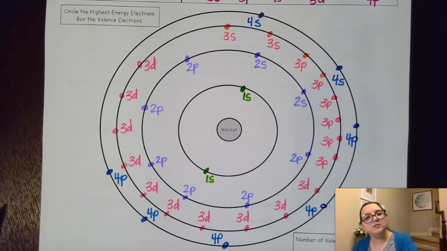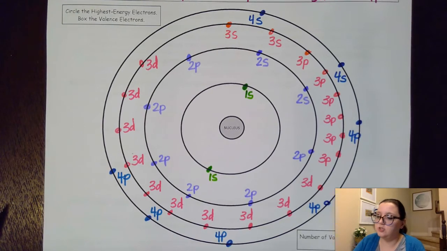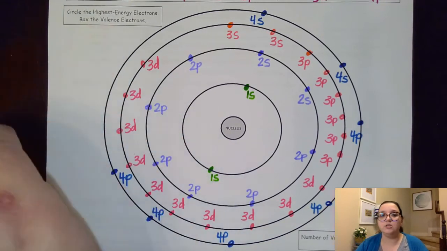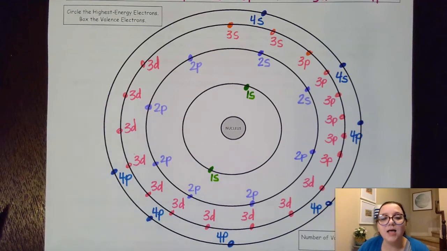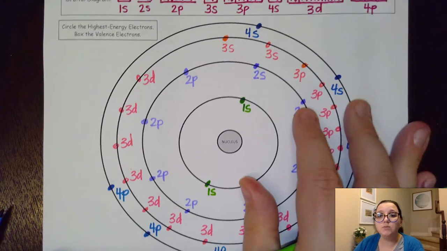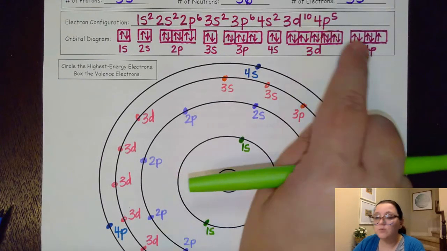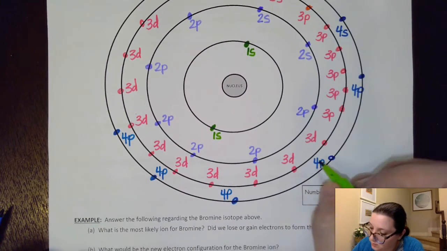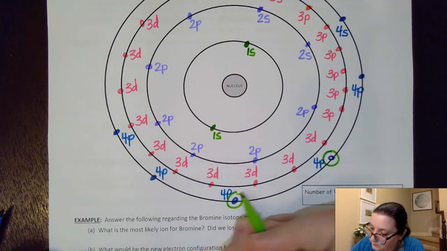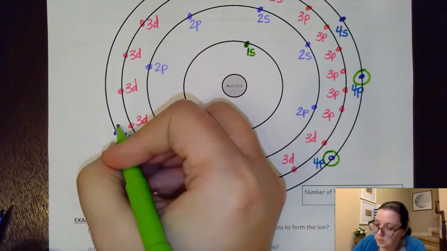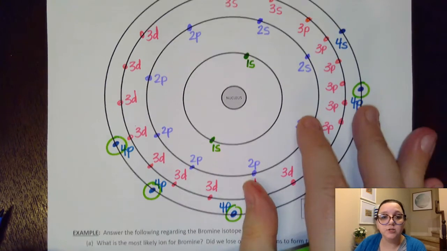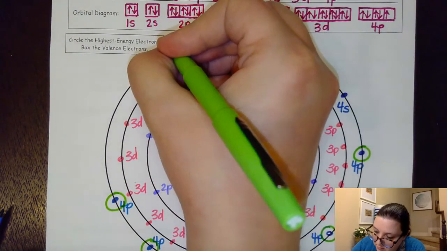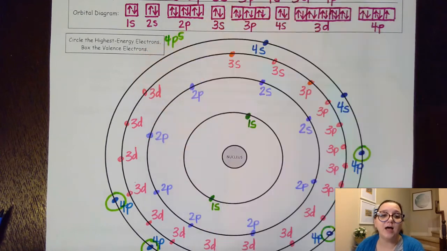Okay, now they ask us to do some other things for this. The next thing they ask us to do is to circle the highest energy electrons. Well, remember, the highest energy electrons are always the last thing you wrote in your electron configuration or orbital diagram. What was the very last thing we wrote? The last thing we wrote was 4p5. So what that means is that around these 4p's, I would put a circle to show they're the highest energy. And if you want to just remind yourself and write that over here, 4p5, those are the highest energy.